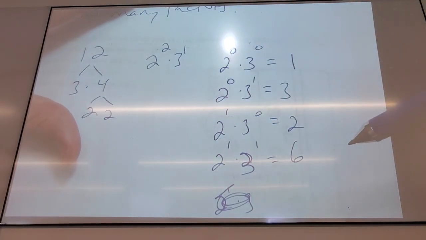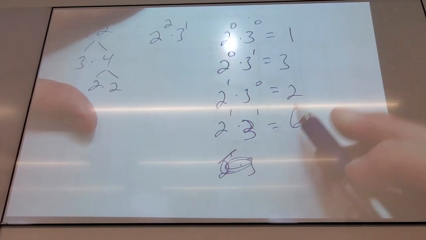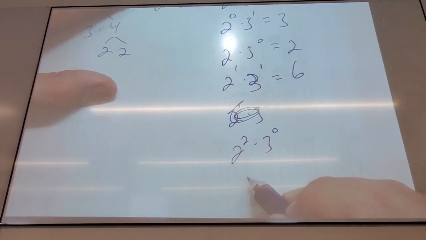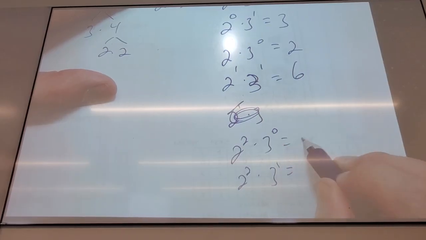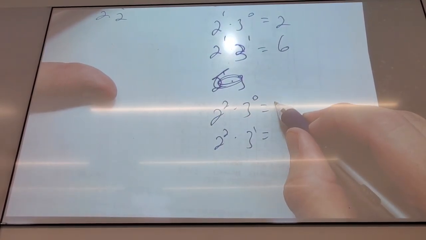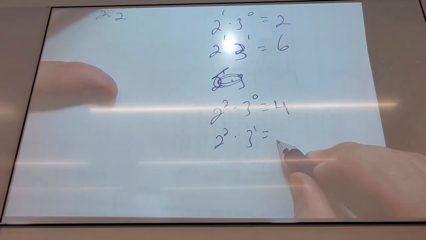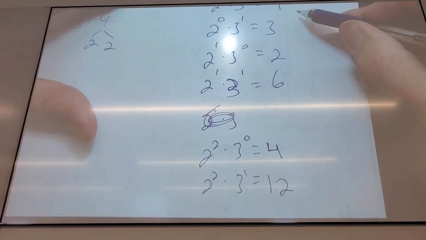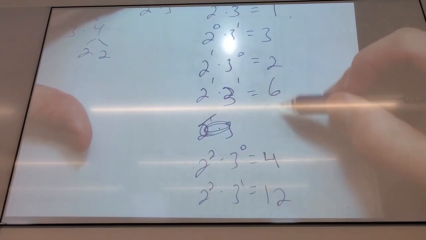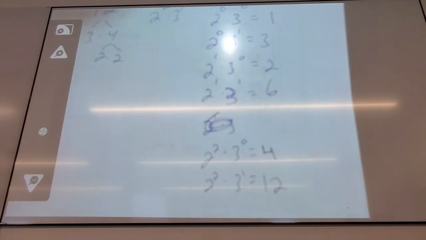Is that cool? And then I could do 1 2, no 3s, 1 2, 1 3. And now I could do 2 2s, no 3s, 2 2s, 1 3. What's this? 4. And what's this? 12. So there's all the factors of 12. 1, 2, 3, 4, 6, 12. Yes? Okay.